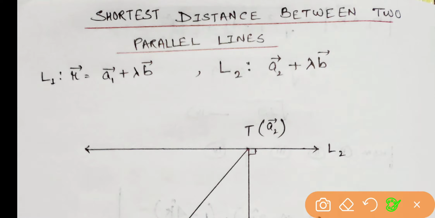Now I took two equations of the lines, a1 plus lambda b and a2 plus mu b. Okay, so the first equation is a1 plus lambda b and second equation is a2 plus mu b. Why have I taken b as same in both? Because they are parallel. If they are parallel, they will be parallel to one vector only.